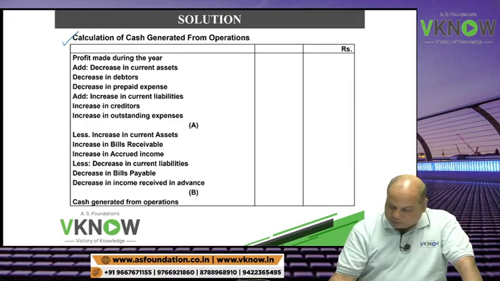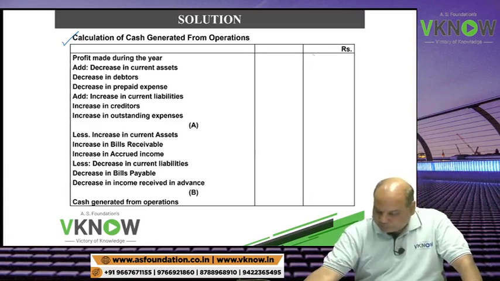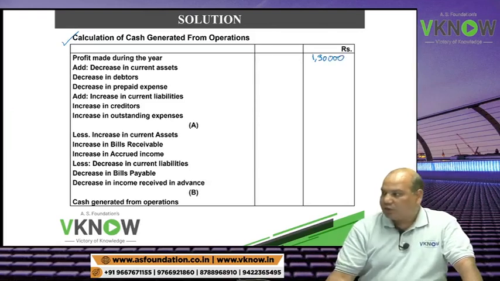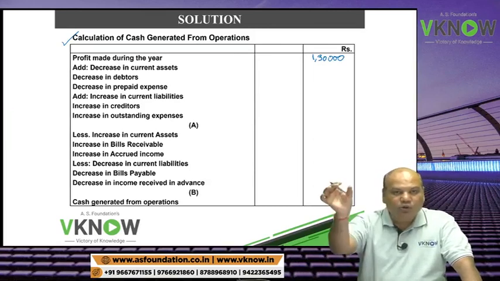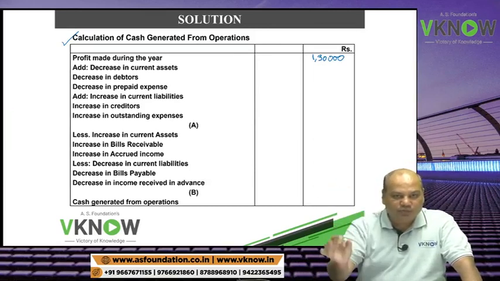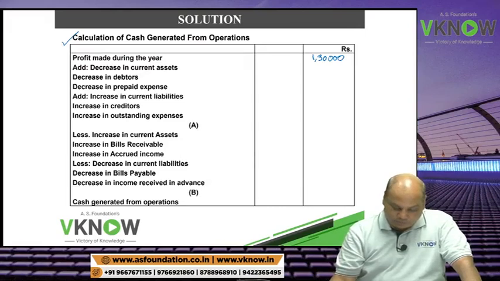Okay? So your heading in your book is cash flow from operations. First, we will start with profit made during the year. Please write down. Format is drawn in your book. 1,30,000, in the outer column. Now I will go line by line in the question and you will help me.